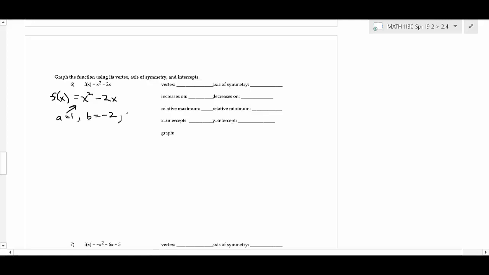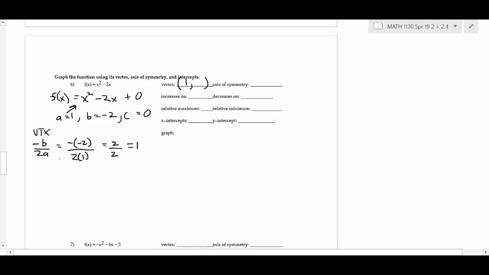What is c in this problem? Even though it doesn't matter, it's 0. You don't even have to worry about what c is. Finding the vertex has nothing to do with c. So when we find the vertex, we just do negative b over 2a. b is negative 2, so we would have negative 2 over 2 times 1. That gives 2 over 2, so that's equal to 1. So the vertex has an x value of 1.